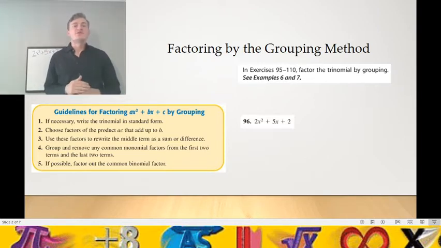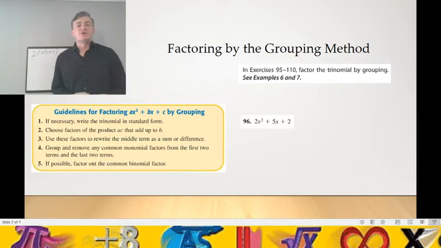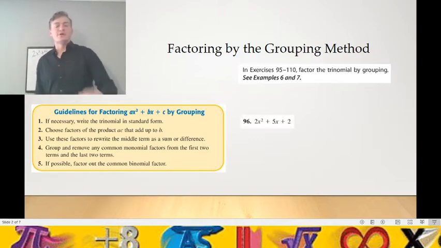Same thing here. First, start by writing the trinomial in standard form. For 96, we have our trinomial in standard form. Largest exponent first, followed by the next largest, etc. Step 2, choose factors of the product AC that add up to B. So we're going to stop here at 2, and we're going to go to the full screen.